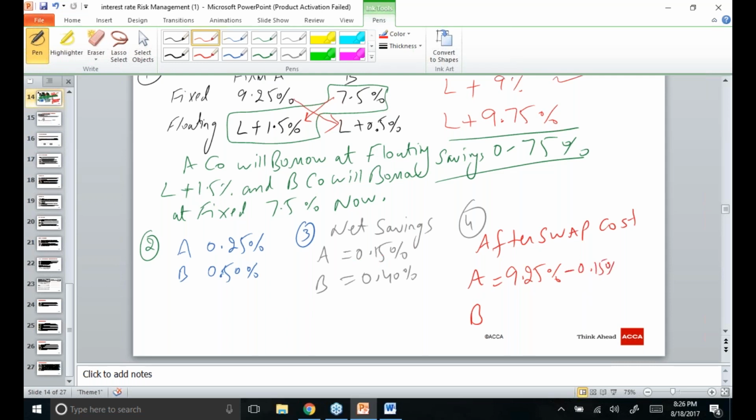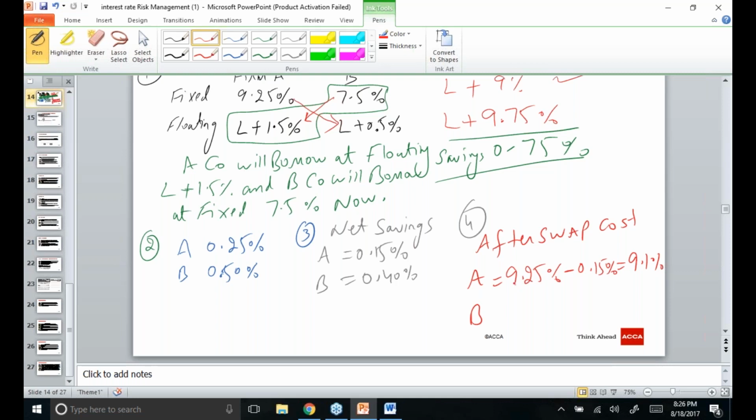So if it is 0.15% cheaper, your final cost will be 9.1%. So what is the final step? Look back to the first step. What has company A done? Company A has already borrowed at the floating rate. If a company has already borrowed at the floating rate, that means the final exposure will be at a fixed rate.